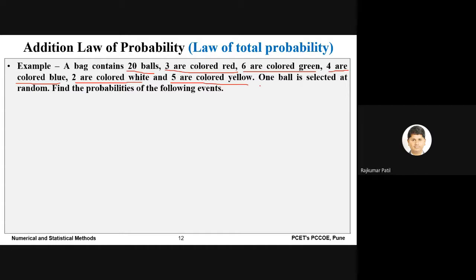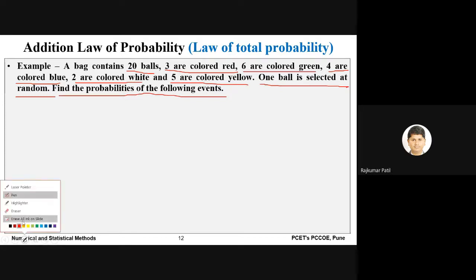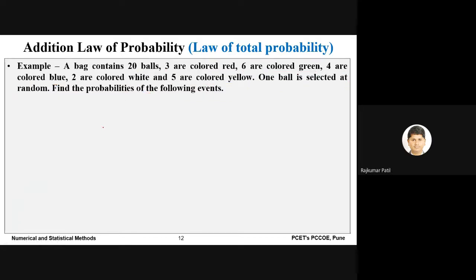Now what you need to do, you need to draw one ball at random. So in that bag 20 balls will be there, and randomly you need to pick one ball and find the probability of the following events. So different questions will be there and you need to answer the same. So when we look at this example, total outcome will be 20.